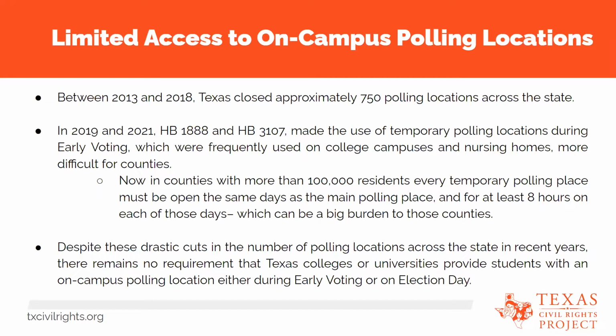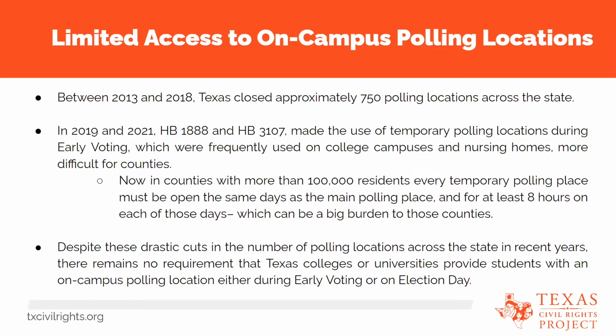So for any one person, 0.5% per mile isn't a huge number. But when it starts to add up and you have large areas with large populations where they don't have accessible polling locations, those numbers start to add up really quickly. And so with that in mind, between 2013 and 2018, Texas closed approximately 750 polling locations across the state. And in 2019 and 2022, House Bills 1888 and 3107 respectively made the use of temporary polling locations during early voting, which were frequently used on college campuses and nursing homes, more difficult for counties to implement.